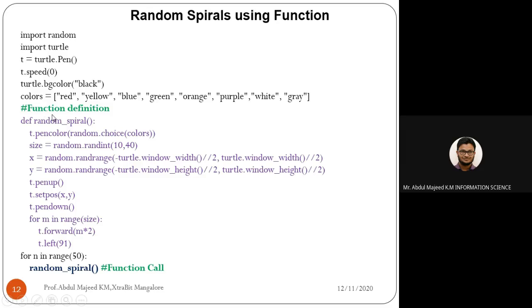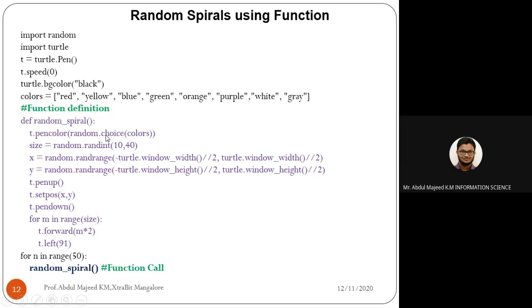Now we are writing the function definition for random spiral. For that we are creating def random_spiral as the function name. So no parameter, colon. Then t.pencolor. We are setting the pen color by using the random choice function.